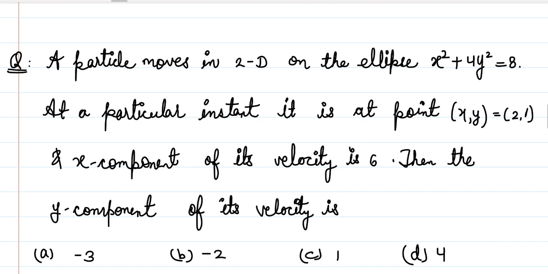So the equation of the ellipse is x square plus 4y square equals 8. At a particular instant, it is at the point x comma y, that is 2 comma 1, and the x component of its velocity is 6. Then the y component of its velocity is. Guys, this is a simple question, it may not have come in an exam yet, and every time you are going to find 2 or 3 questions of similar types in your examination. Okay, so we are going to solve it.